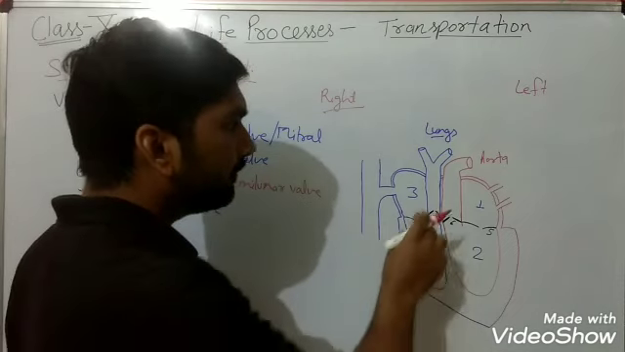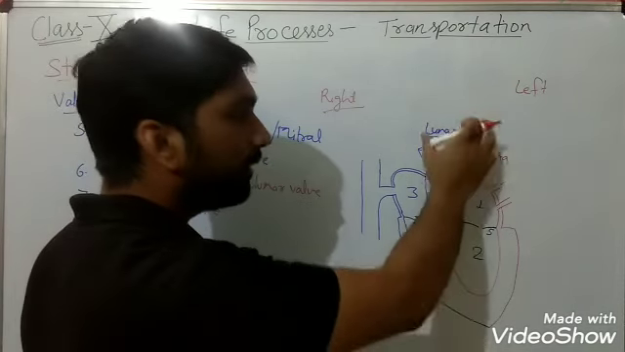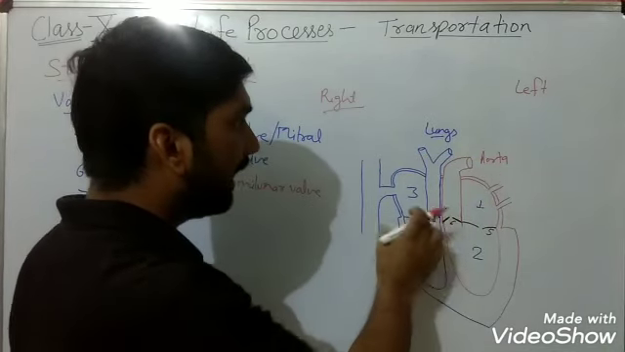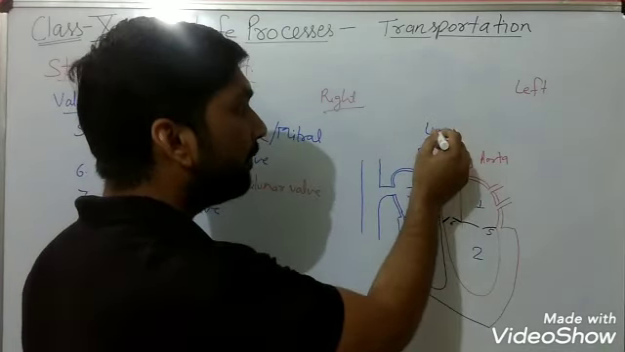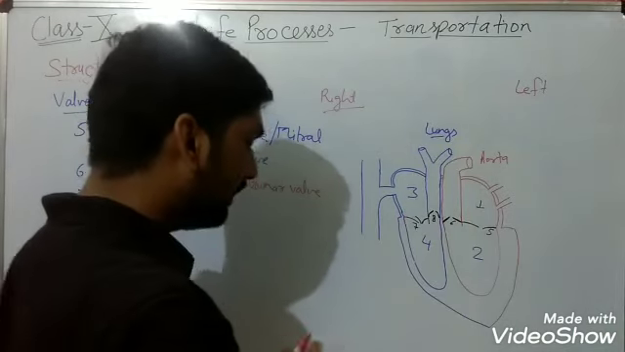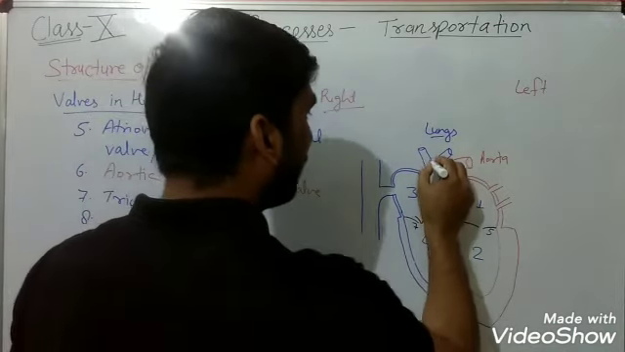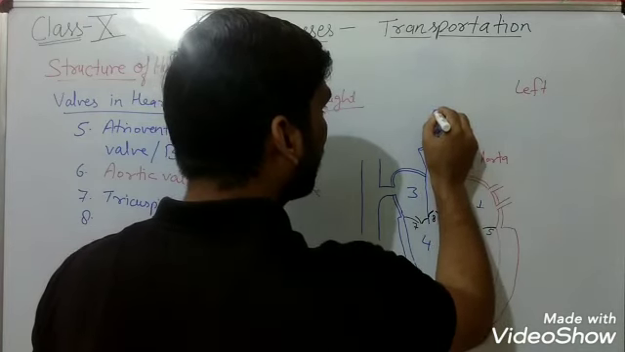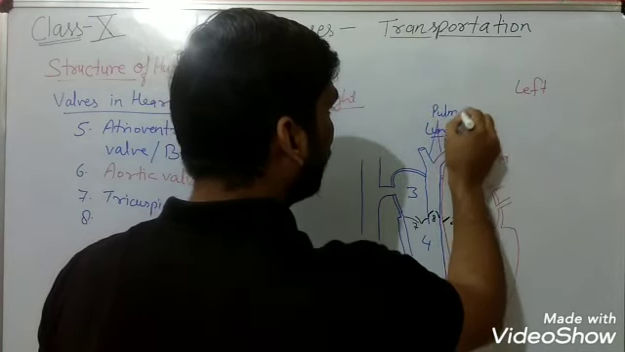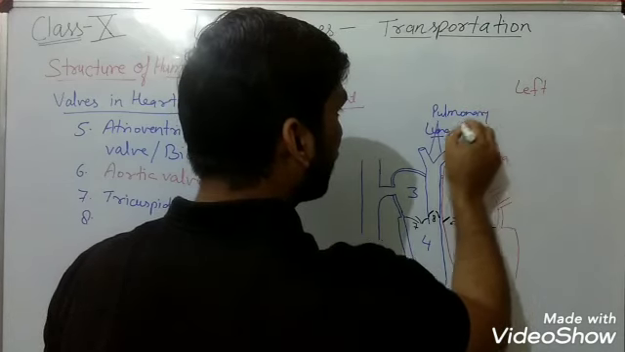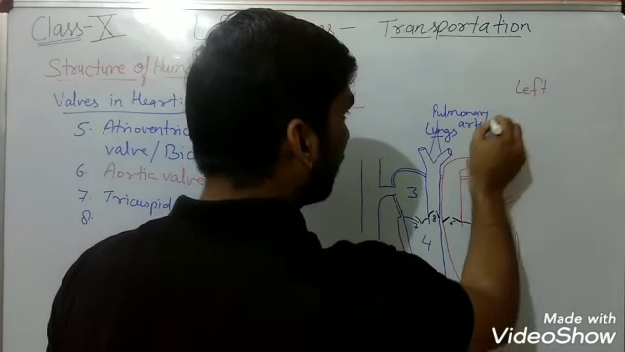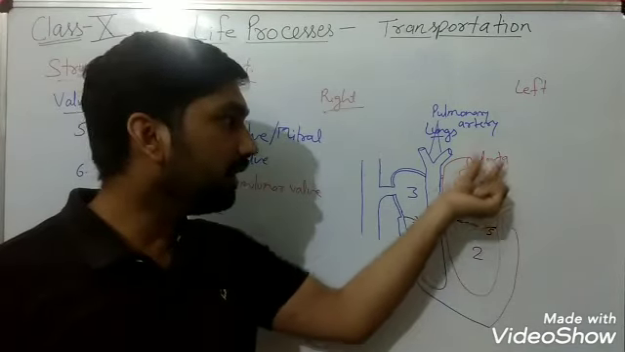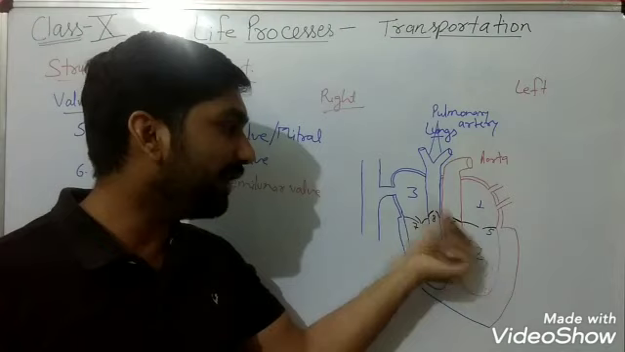Again, you know, the blood vessels which are going to leave the heart are known as arteries, and this artery is going into the lungs. So this artery is termed as pulmonary artery. So the valve that is present in the aorta is known as aortic valve.